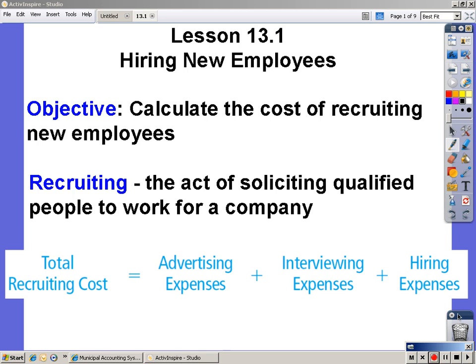Lesson 13.1, hiring new employees. Your objective is to calculate the cost of recruiting new employees. Recruiting is the act of soliciting qualified people to work for a company. Your formula is total recruiting cost equals advertising expenses plus interviewing expenses plus hiring expenses. Okay?